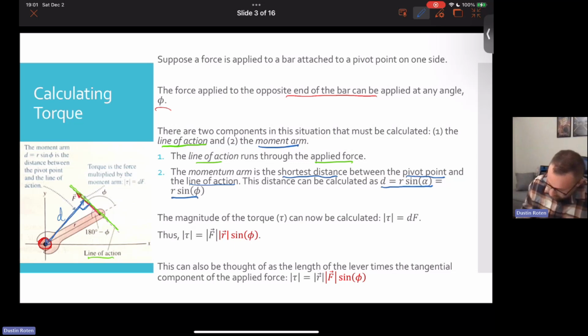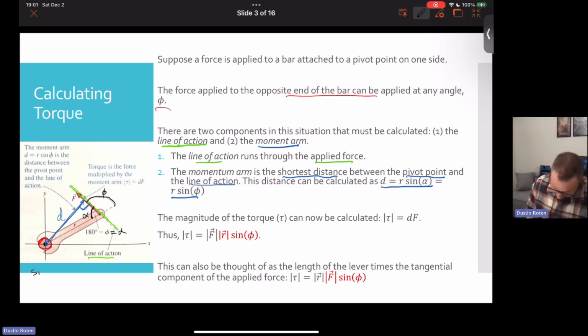Obviously, since this angle, I'm going to switch to black really quick, okay? Since this angle here is phi, we can actually just take 180 and subtract phi to get this other side, okay? So this is 180 subtract phi, and I'm going to call this alpha, okay? So now, since this 180 minus phi is alpha, I'm going to make a statement here.